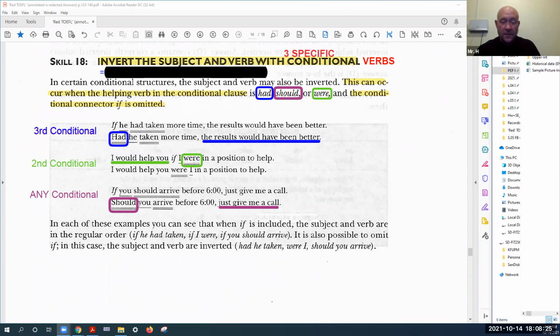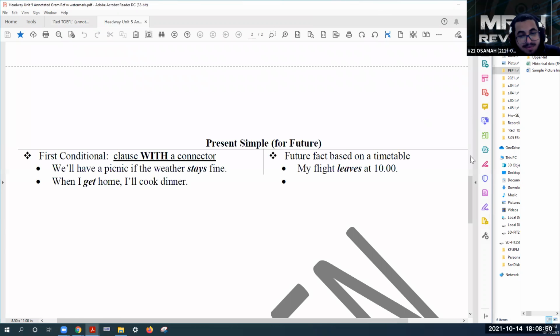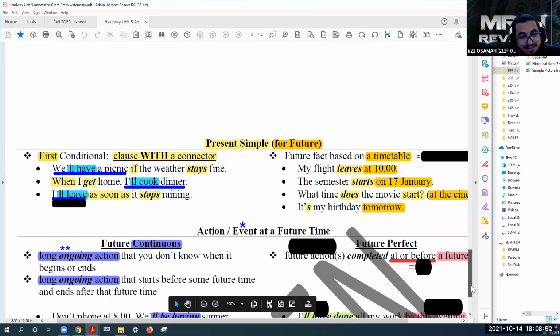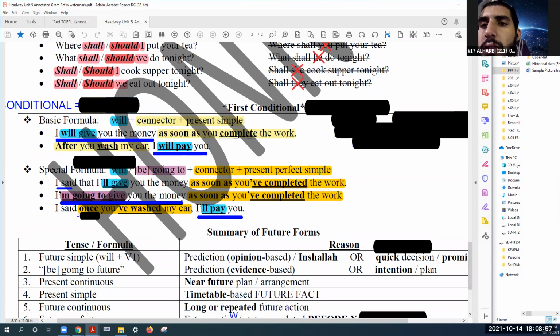Future simple? If plus will? If he will? Is it if plus will? Are you sure about that? Think about the formula that I explained today. If and subject, and then verb. What is if? If is a connector.